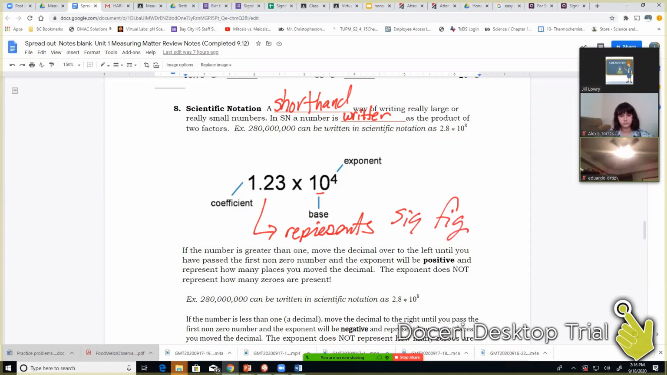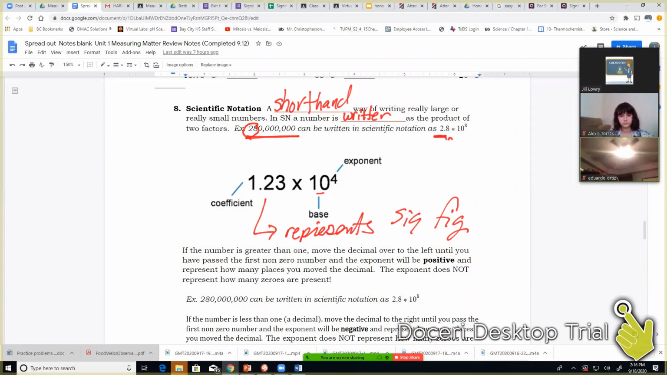So if I'm going to a standard number, this is a standard number, how we're used to writing numbers. If it only has two sig figs like here, then when I turn it into scientific notation, it can only have two sig figs, or vice versa. If I have scientific notation and I want to go back to standard, I have to maintain the same number of sig figs.